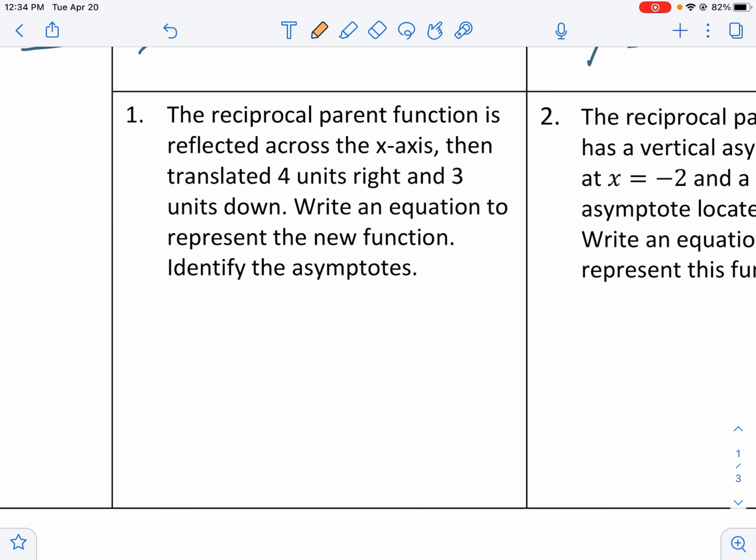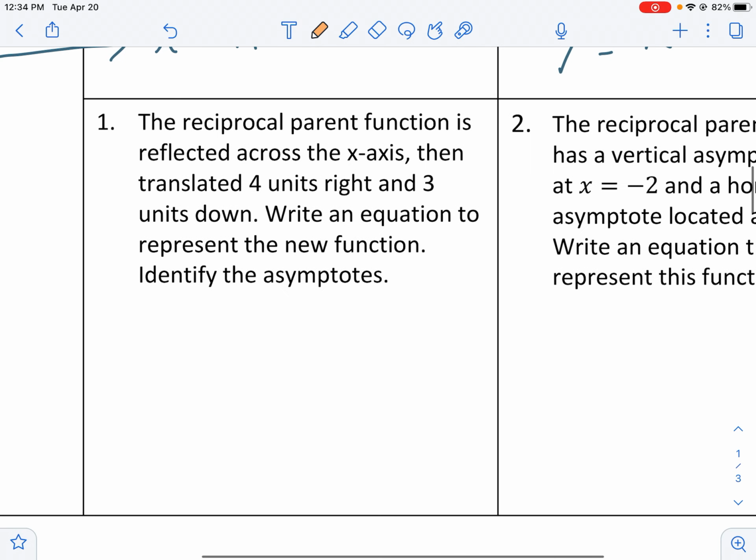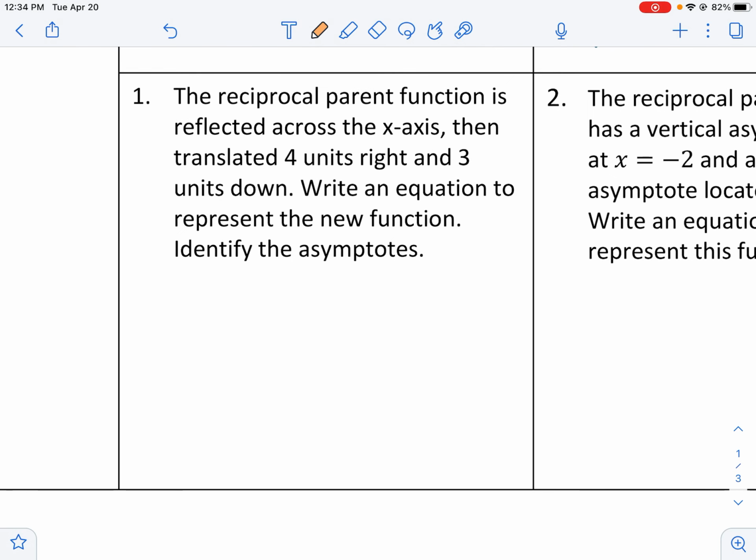All right. So the reciprocal parent function is reflected across the x-axis, then translated 4 units right and 3 units down. Write an equation to represent the new function. Identify the asymptotes. So reflected across the x-axis, that is an a value of -1. Translated 4 units to the right would be an h value of +4. And then 3 units down would be a k value of -3.